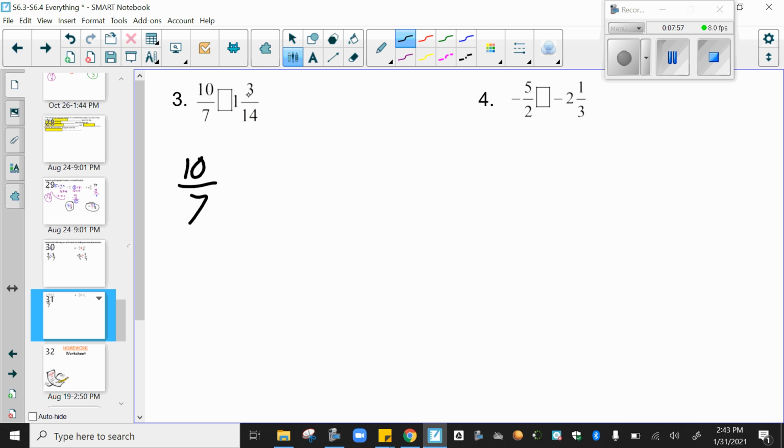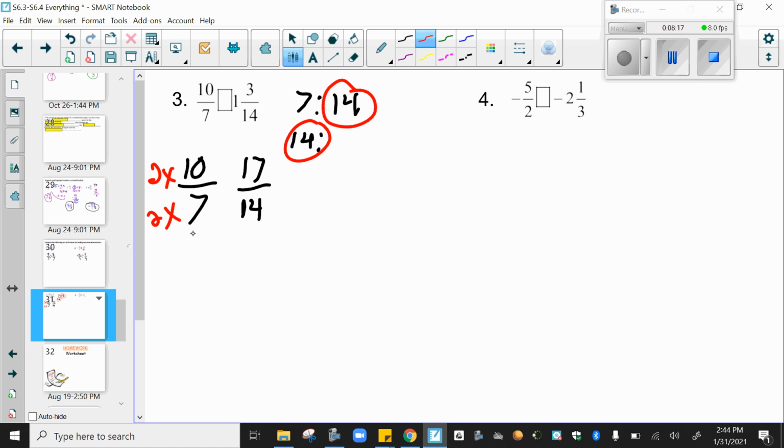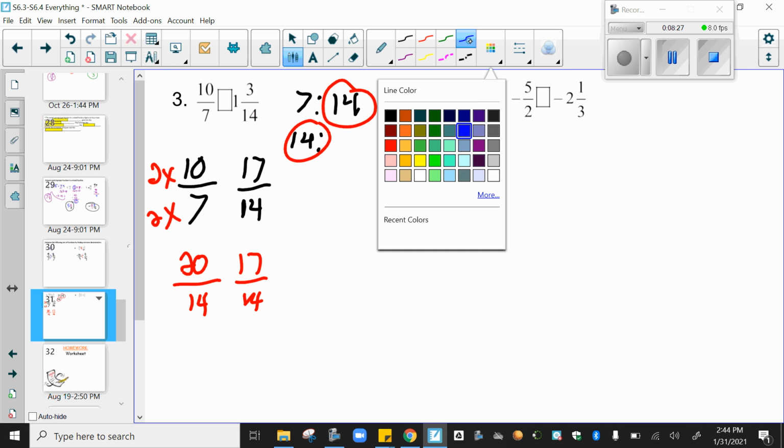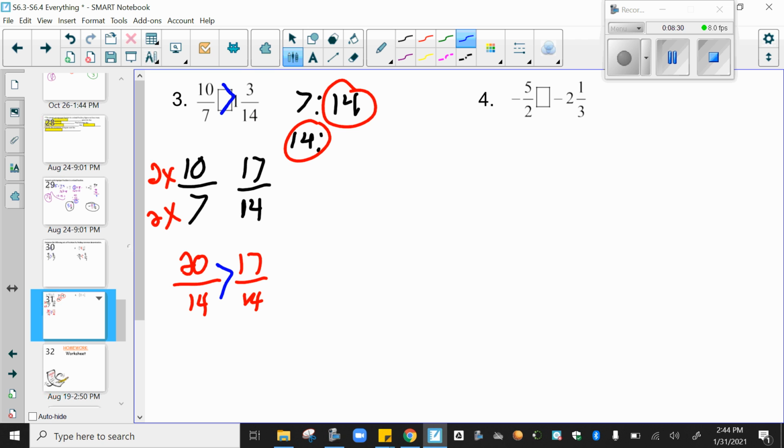So 14 times 1 is 14, plus 3 is 17 over 14. Oh wait, we're not done yet, because the bottoms don't match. So what are my bottom numbers going to be? 7 and 14. Well, I know 7 times 2 makes 14. So let's do that: times 2 and times 2. 2 times 10 is 20, 2 times 7 makes 14. Bring this down, 17 and 14. Well, you know what? 20 14ths is bigger than 17 14ths, so 10/7 is bigger than 1 3/14.